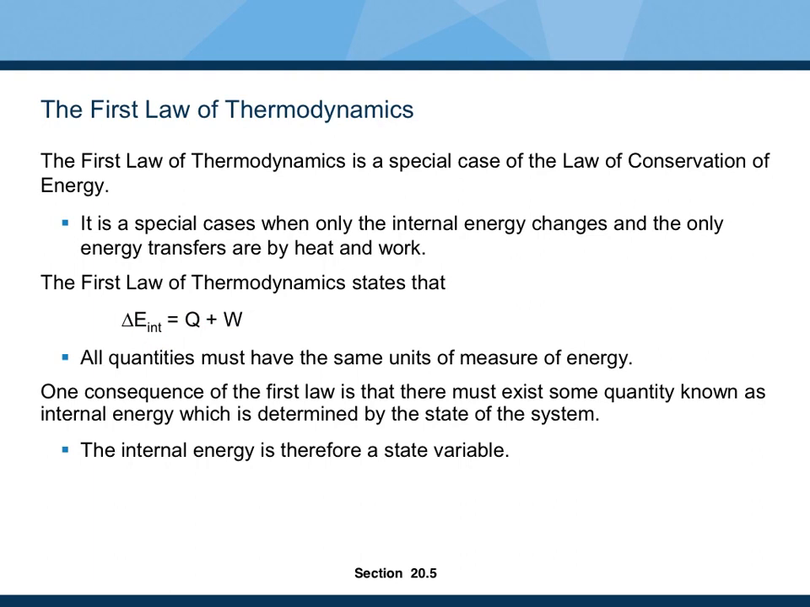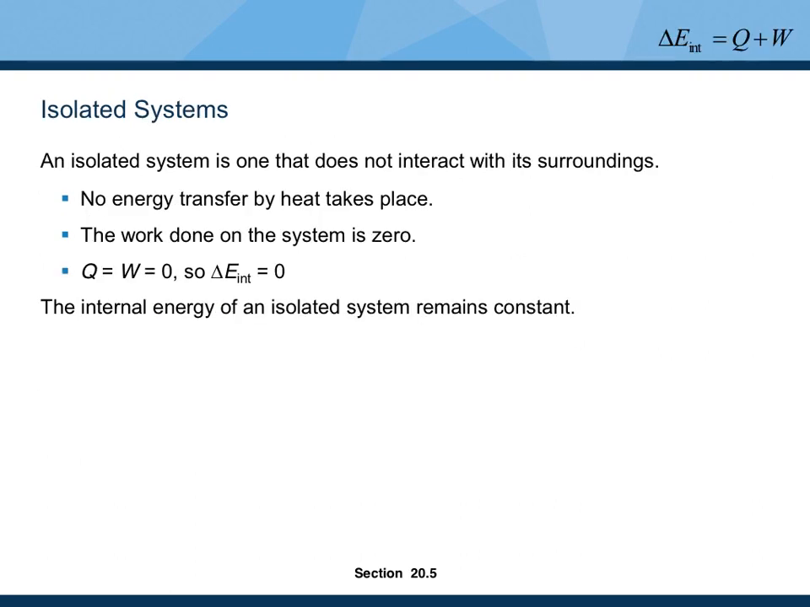It is a special case when only the internal energy changes and the only energy transfers are by heat and work. If we consider an isolated system, which does not interact with its surroundings, so no energy transfer by heat takes place, and the work done on the system is zero. So Q and W equal 0, and delta E internal equals 0. It means that the internal energy of an isolated system remains constant.